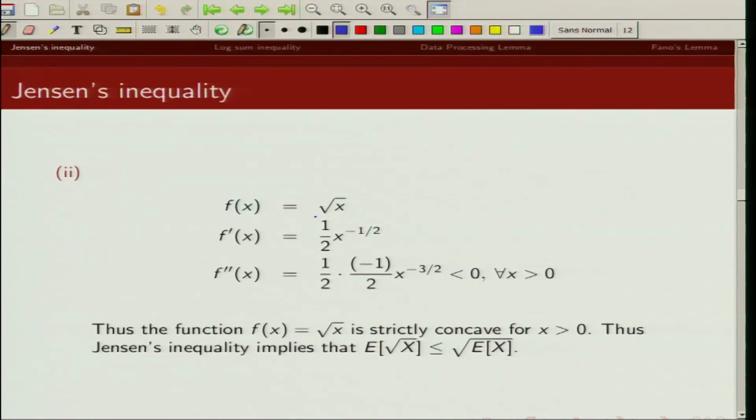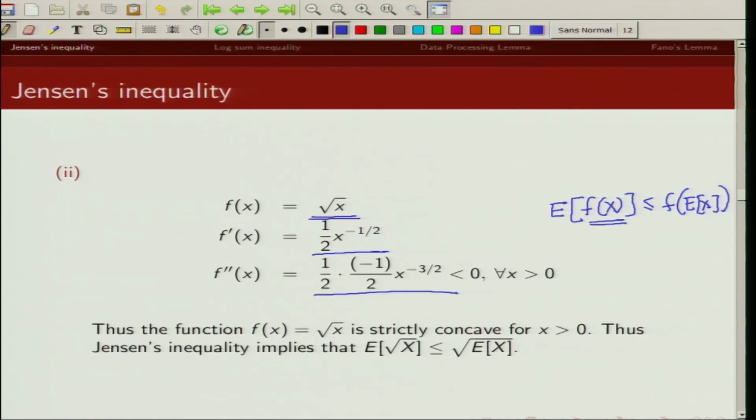So here the function is under root of x. Now we take the first derivative, that is given by this, and this is the second derivative. Now the second derivative is non-positive, so that means this is a concave function, and if it is a concave function, then we know expected value of the function is less than or equal to function evaluated at expected value.